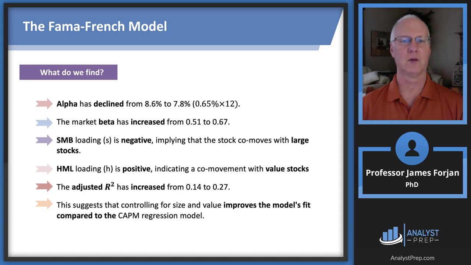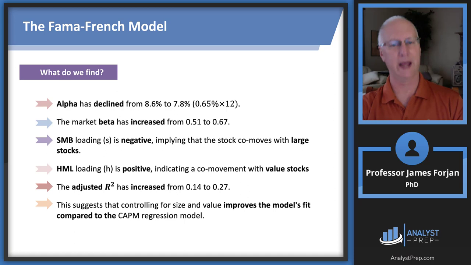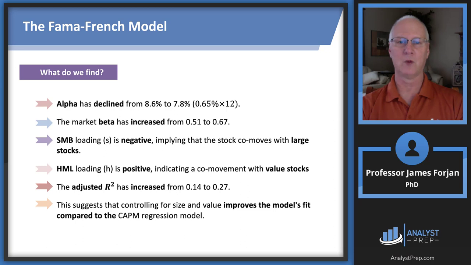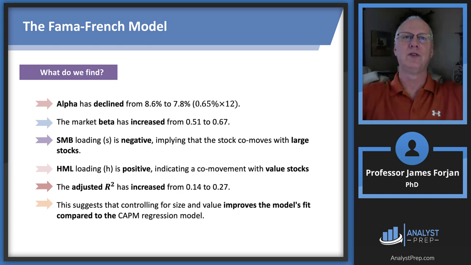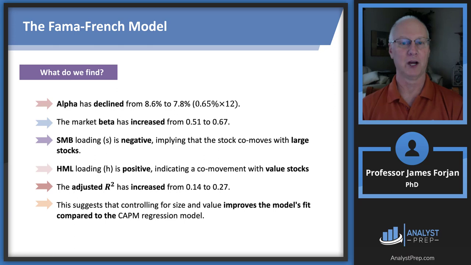The alpha has declined from 8.6 to 7.8. So here we go. Let's think about that. So that's not a substantial decline. I mean, it's still a decline. But what we have done is we have been able to identify some extremely relevant factors inside of that big cloud of the market portfolio. Market beta has increased from 51 to 67.